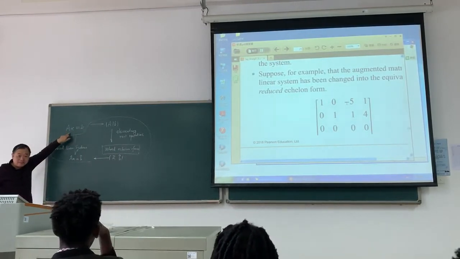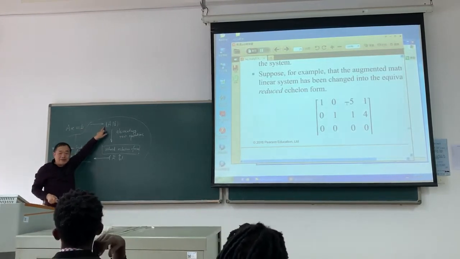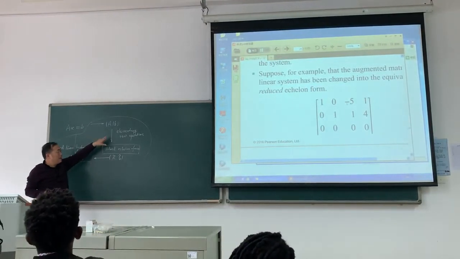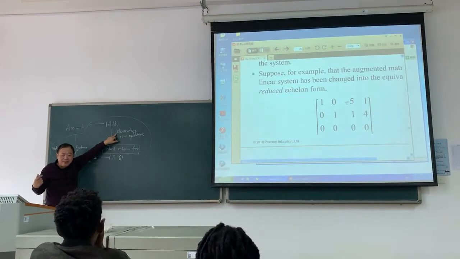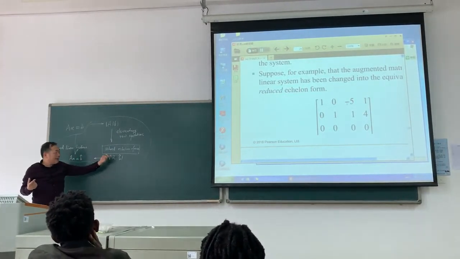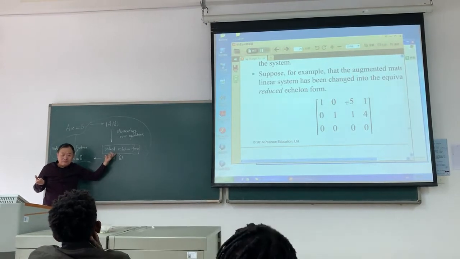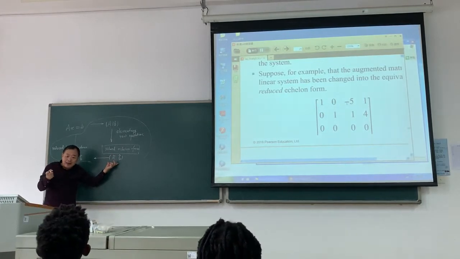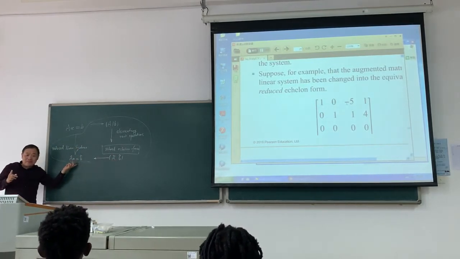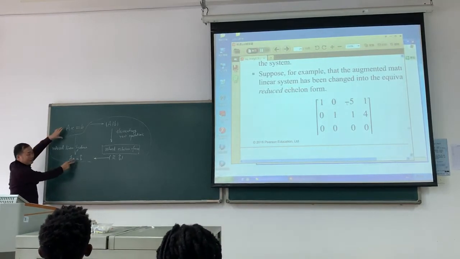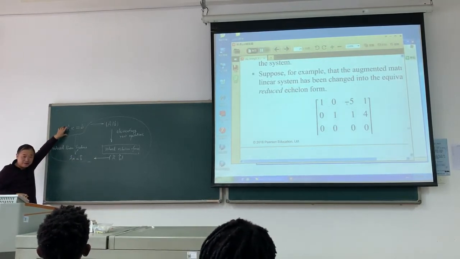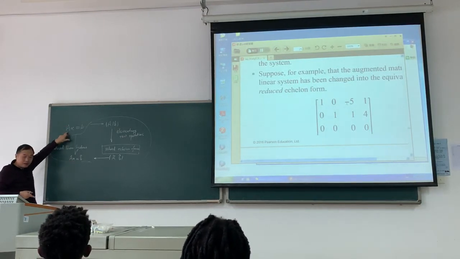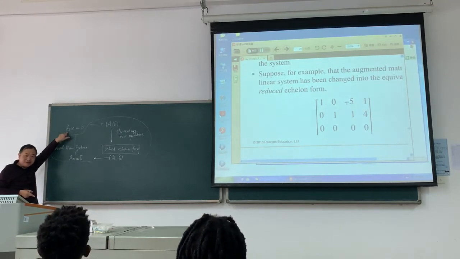To solve this linear system, we first write the augmented matrix, and then we perform some elementary row operations, then we get the reduced echelon form. Then we can recover a new linear system. This system and this system are equivalent. The solution of this system is the same as this linear system.